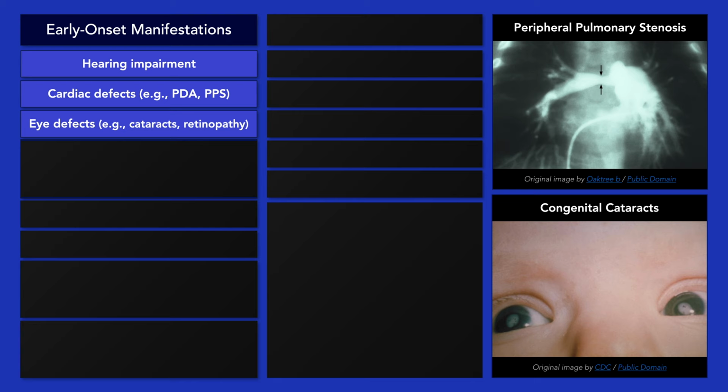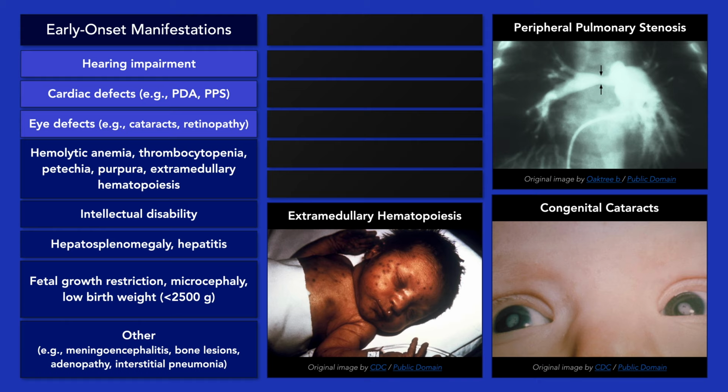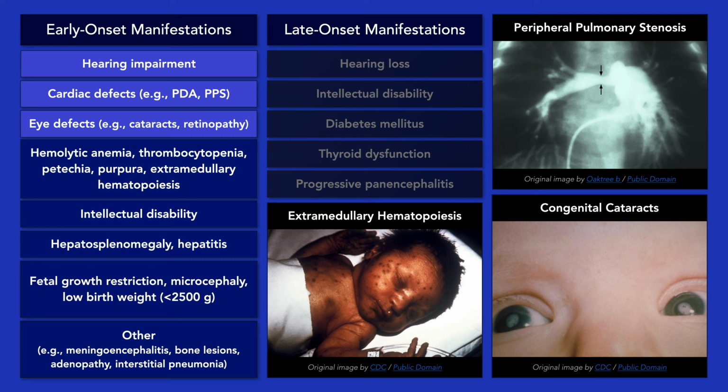A few other early onset manifestations of congenital rubella syndrome include hematologic disorders such as hemolytic anemia, thrombocytopenia, and extramedullary hematopoiesis. Then there are also hepatic disorders such as hepatitis and growth disturbances such as microcephaly and fetal growth restriction. Now, a few late onset manifestations include further hearing loss, intellectual disability, diabetes mellitus, thyroid dysfunction, and progressive panencephalitis.